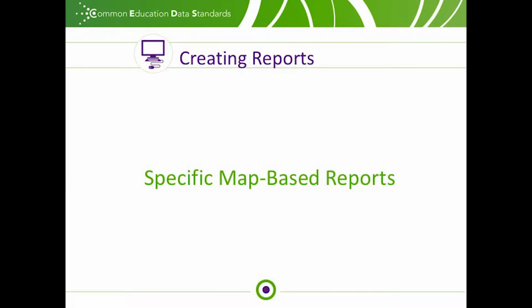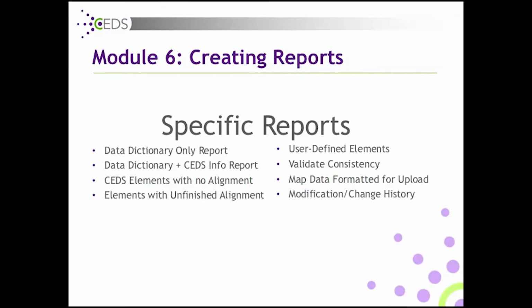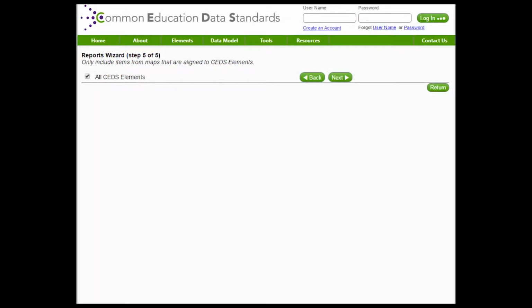Specific map-based reports. Topic 2. This topic will discuss specific map-based reports. This section assumes you have completed steps 1 to 3 of generating an Align map-based report and have selected the map or maps for which you wish to run the report. For the purposes of this demonstration, we will select all CEDS elements in step 5 for each report.